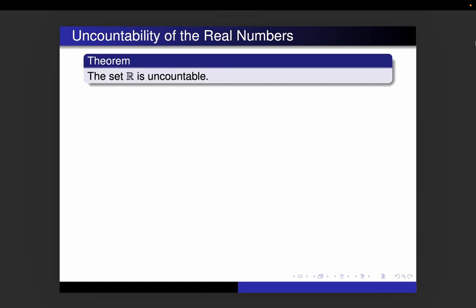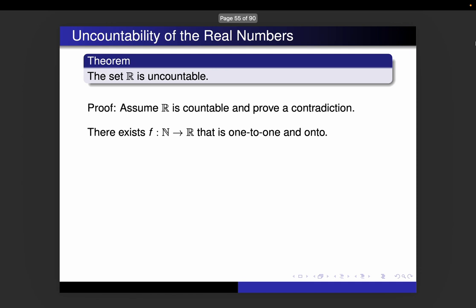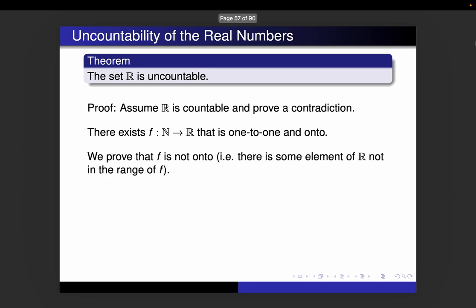All right, so now that we have those lemmas, now we're ready for the main theorem, which is to prove that the set of real numbers is uncountable. So for our assumption for contradiction, we're going to assume that it is countable. Prove a contradiction. That means there exists some function f from the natural numbers to the real numbers that is one-to-one and onto. We're going to focus on the onto part. So we're going to prove that f cannot possibly be onto. That's our contradiction. And what that also means is that there is some element in the real numbers that's not in the range of f.